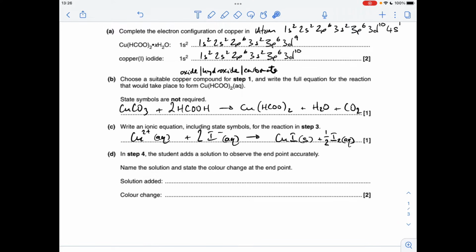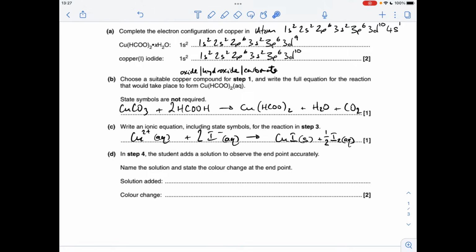Moving on to step 4, the solution you would add at the end point is starch. I'll just quickly explain that. Remember, this reaction is carried out on the sample and it's generated iodine, so that's brown in colour. Then sodium thiosulfate is added to that in the titration, and this brown colour fades to yellow, and then ultimately it would fade to colourless. It's very difficult to see the exact point where the pale yellow becomes colourless.